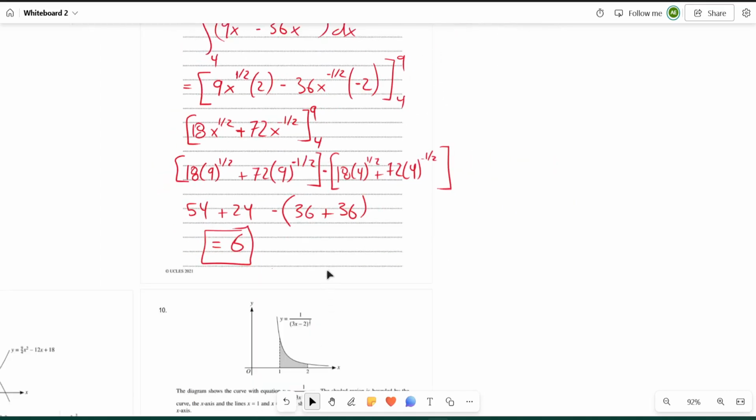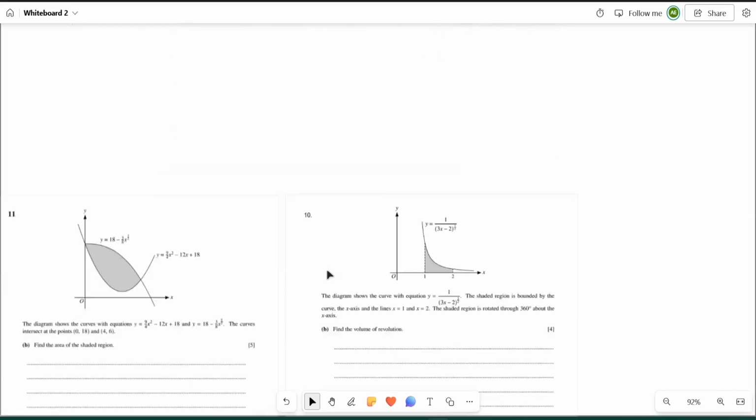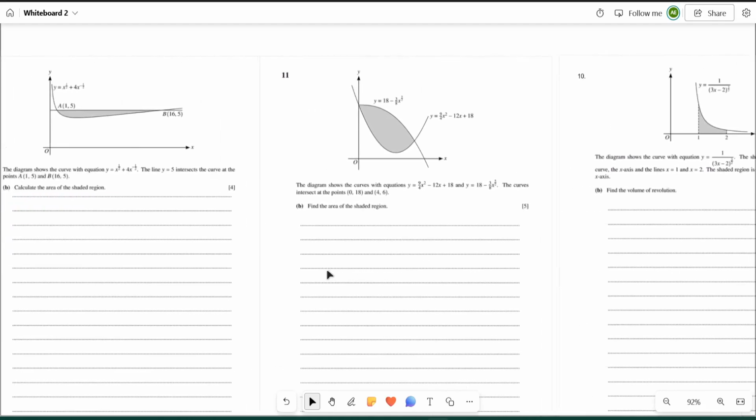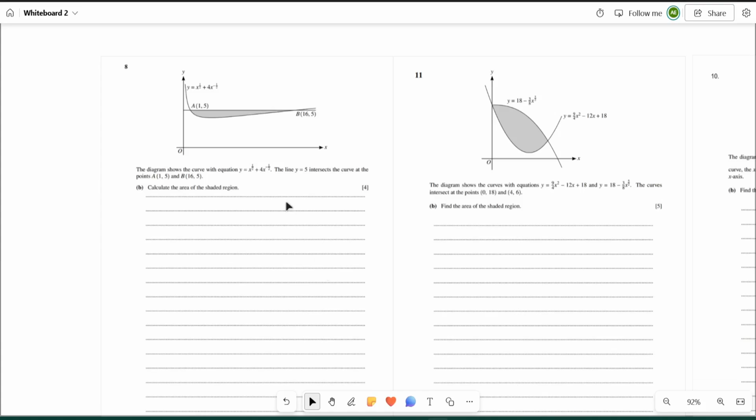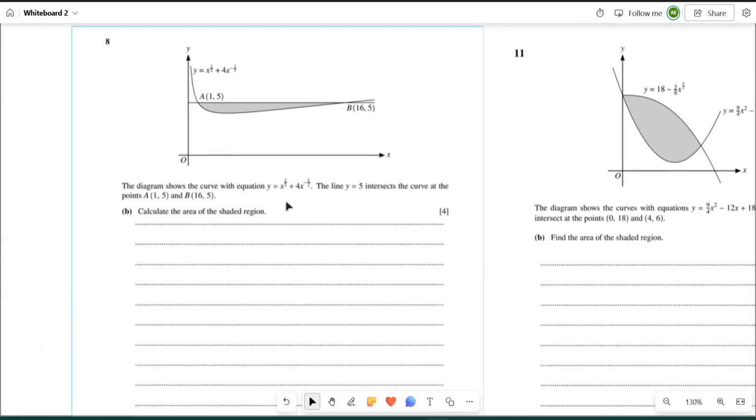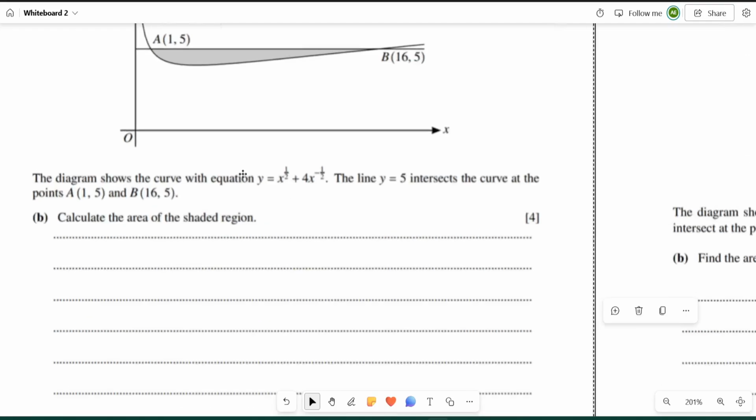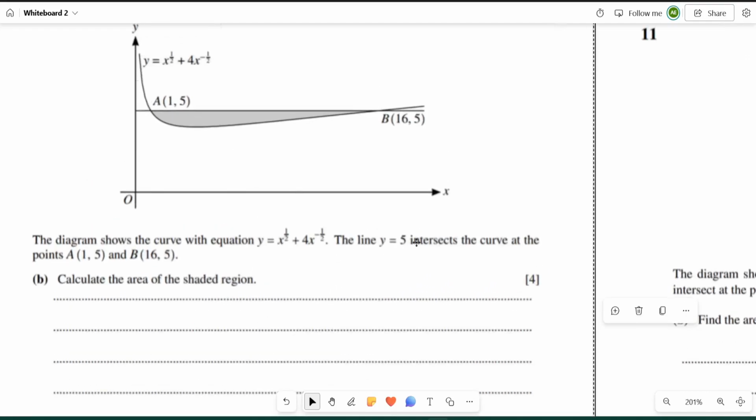Okay, let's go to the next question. The next question is also an area question. Let's read it. The question tells me that there is a diagram that shows a curve with this equation, and the line y equals 5. The line y equals 5 is a horizontal line at y equals 5.